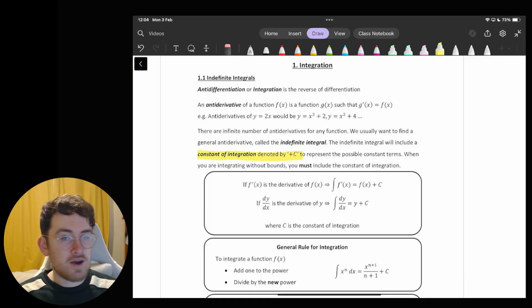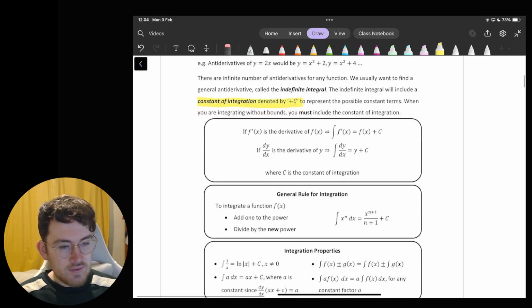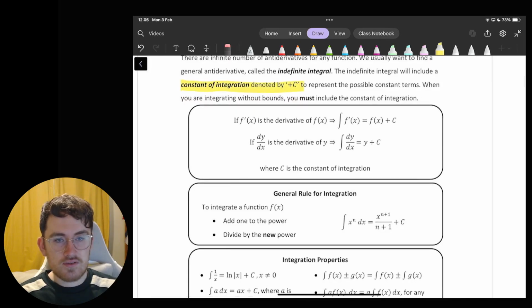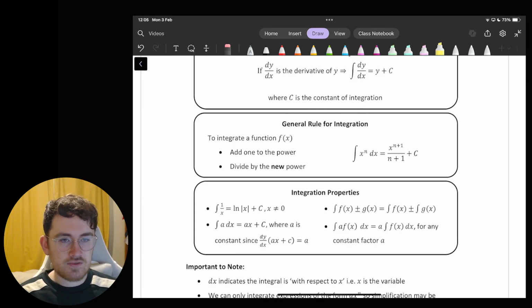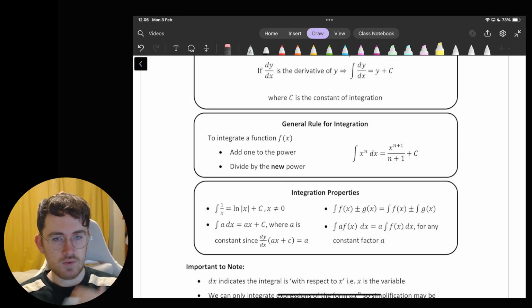So when we're integrating without bounds, we have to include that constant of integration to account for any possible constant terms. So if I have the derivative as a function, then the integral of the derivative is f of x plus c. Same idea if we use dy dx. The general rule that we have for integration is the complete opposite of differentiation. We add 1 to the power and divide by the new power. For differentiation, we multiplied by the power and then reduced the power. Here we do the opposite, but also in the opposite order. We're completely undoing it. So add 1 to the power, divide by the new power.